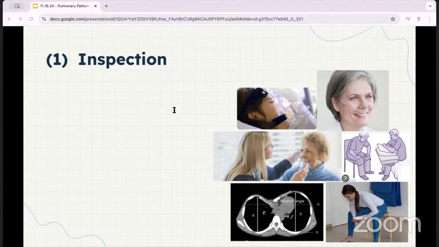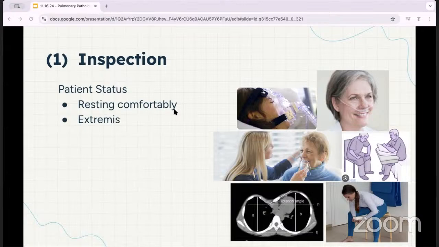First, let's talk about assessing the patient's overall status. What does the patient look like? Are they resting comfortably, or do they seem to be struggling to breathe? If they're resting comfortably, the patient looks calm, their breathing appears normal, and they aren't showing signs of distress. In extremis, you can see here, this patient is intubated. In extremis is when a patient is in severe respiratory distress. Often they're gasping for air, unable to speak properly, or appear very tired or pale. This signals a medical emergency.